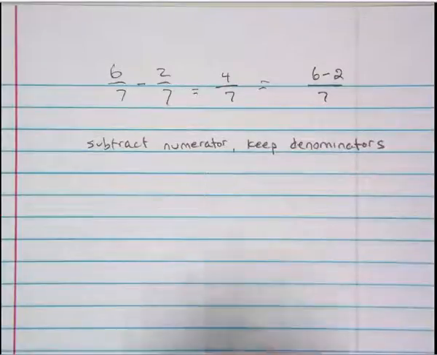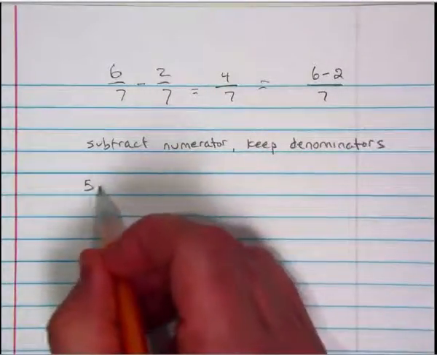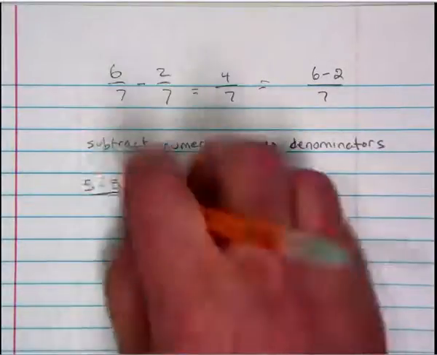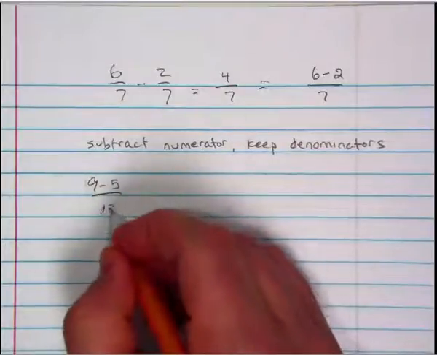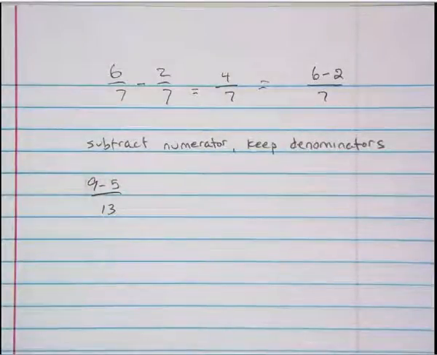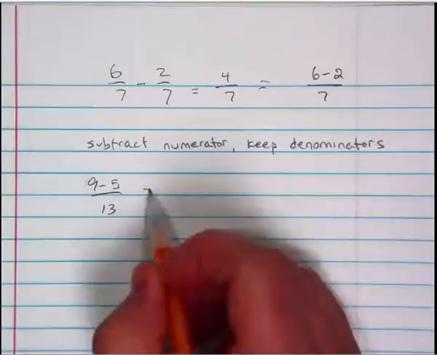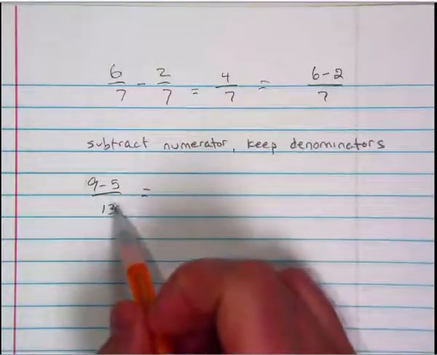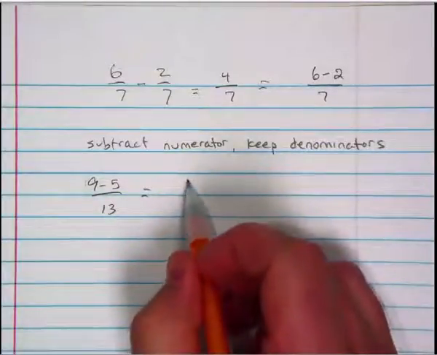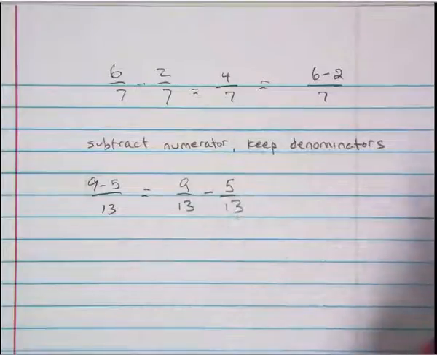So consider if I gave you something like 9 minus 5 over 13. Now, of course, we all know that 9 minus 5 is 4, so we would get 4 over 13. But let's think about the way we did the first example and the fact that we could break these things apart. So we could think of this as 9 over 13 minus 5 over 13, which, of course, is 4 over 13. Just splitting these things up is another way of thinking about things.